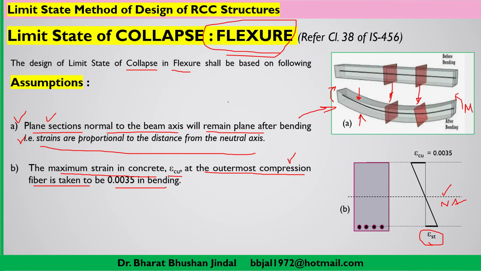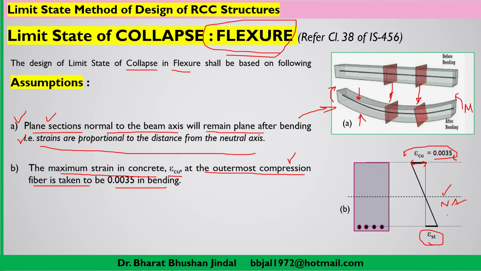And to apply this theory, what is our basic assumption? This is our assumption. That means the strain in the topmost or outermost compression fiber, this value of strain, you can write here, is 0.0035. So this is the second assumption, that the maximum strain allowed in this theory in the topmost compression fiber is 0.0035.